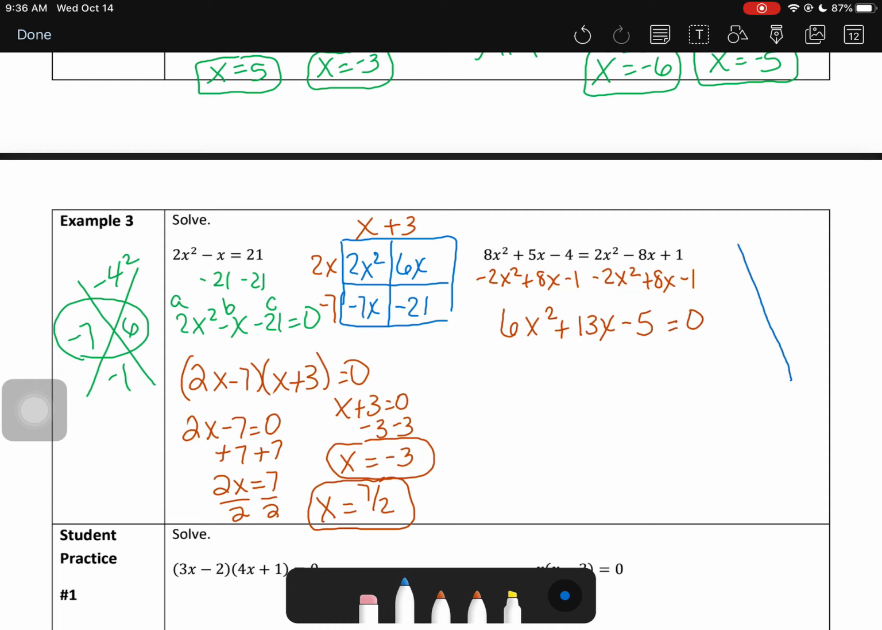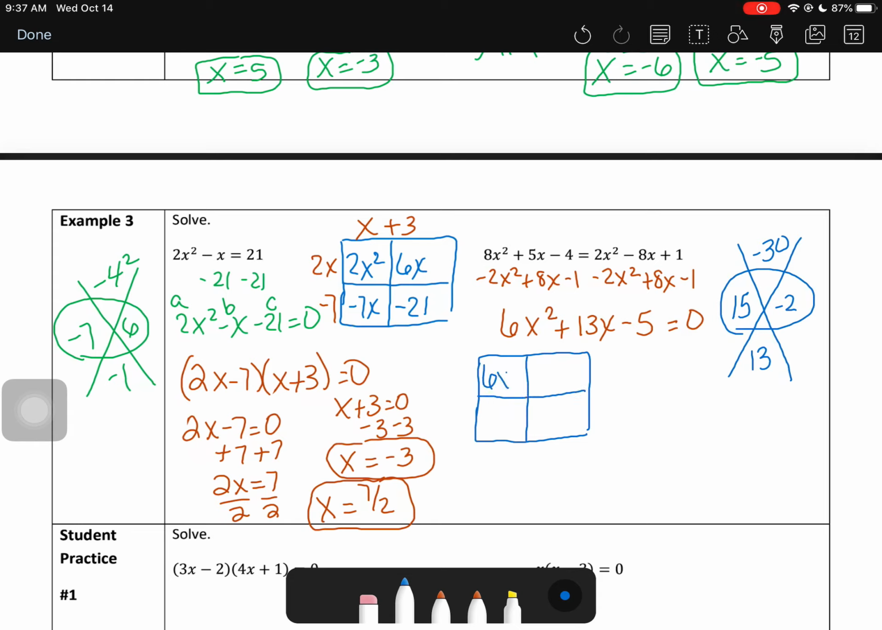So we're going to make our x. 6 times negative 5 is negative 30. Our b value is 13. What two numbers multiply to be negative 30 but add up to be 13 would be 15 and negative 2. Because our leading coefficient is not 1, I'm going to make a box and put my first term, 6x squared, my last term, negative 5, and use my circle to make my other two factors.